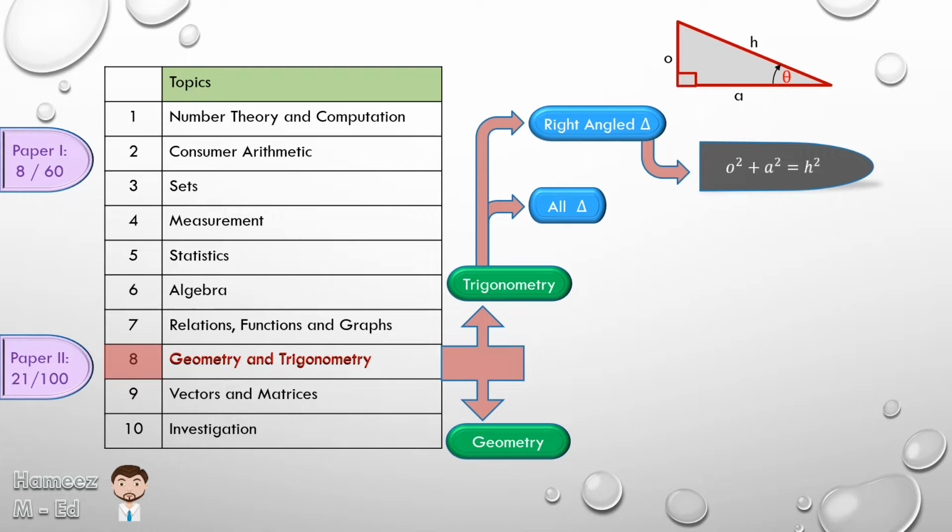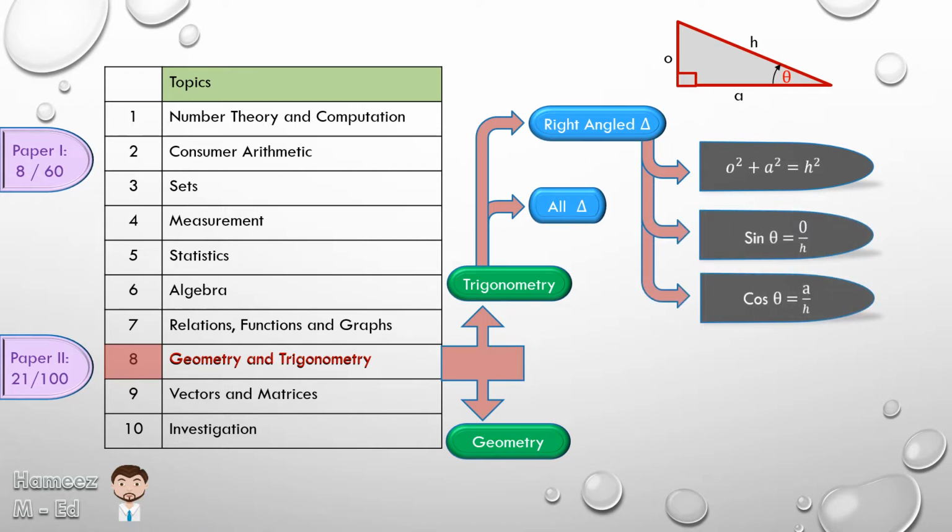And there are three trigonometric ratios that relate two of the sides and the angle. The first being sine theta is equal to opposite over hypotenuse. Cosine theta, or cos theta, is equal to adjacent over hypotenuse. And tan theta is equal to opposite over adjacent.